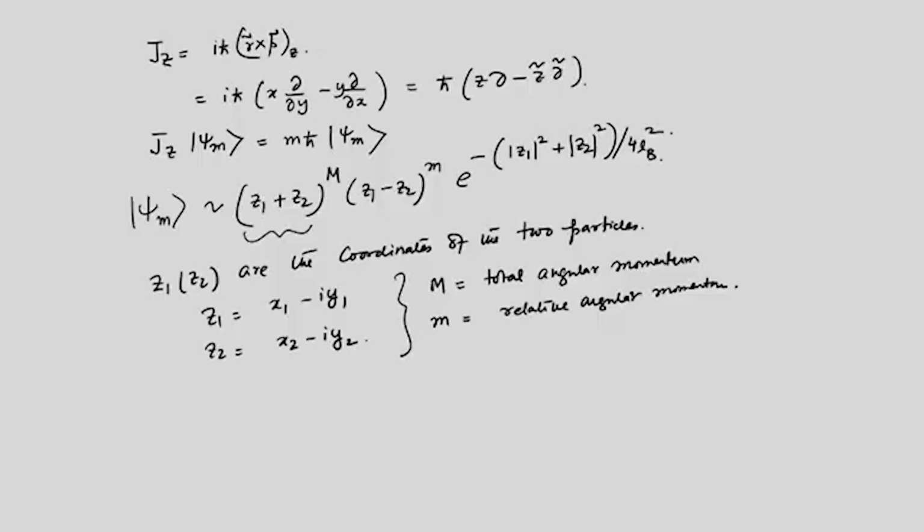So, if one of them goes as z to the power m, exponential minus mod z square by 4 lB square, then for two of them we simply use the relative coordinate and the center of mass coordinate, and then write down the wave function, which we believe would be the solution of the Schrodinger equation if it is exactly solved. Okay. So, now the many particle problem.